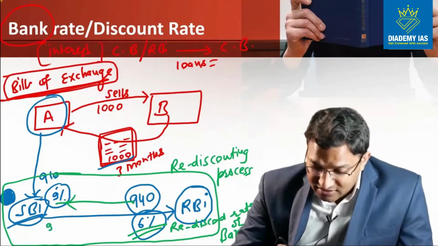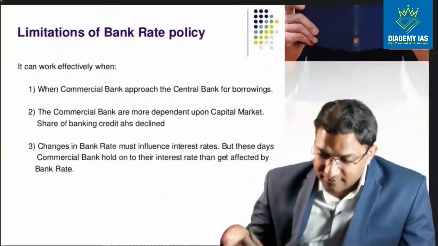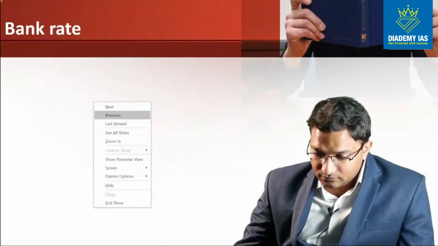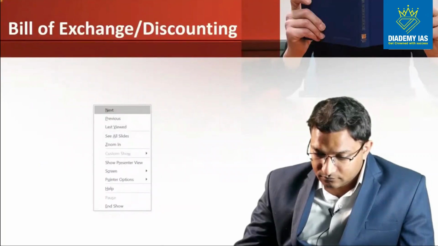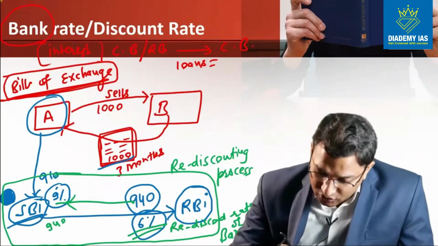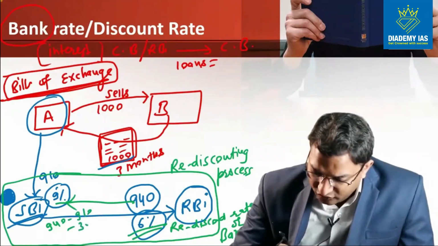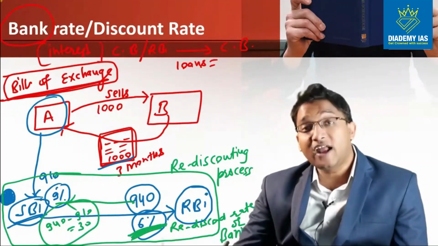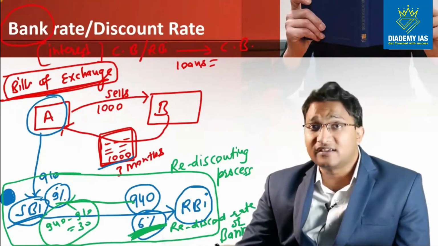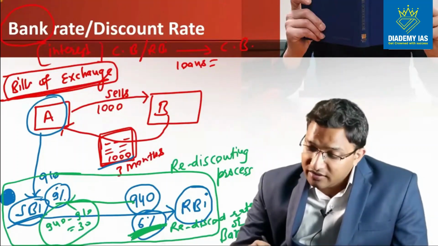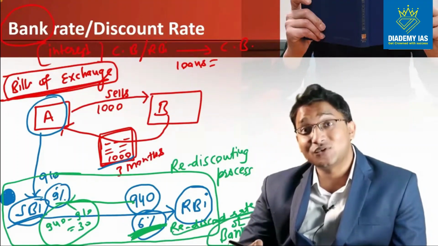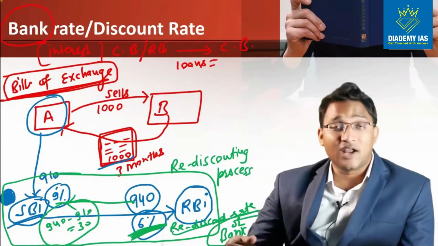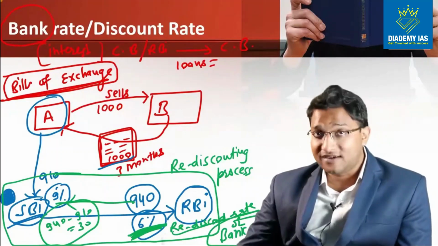How? SBI gets 940 from the RBI, and how much has it given to the customer? 910. So 30 rupees is the profit of SBI, right? And this 6%, the rate at which RBI has given the temporary credit to the bank, is called the rediscount rate or the bank rate, right? So in the practical world, this is how the RBI actually controls the bank rate.